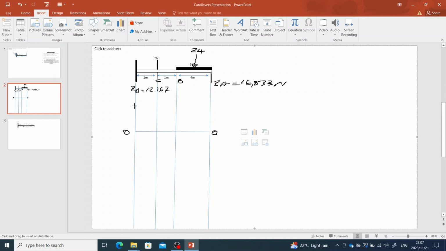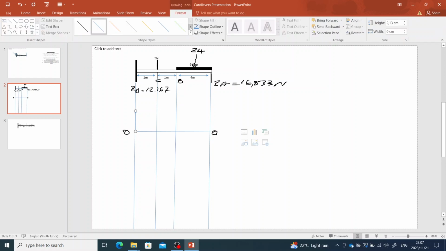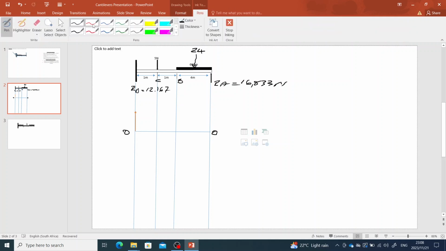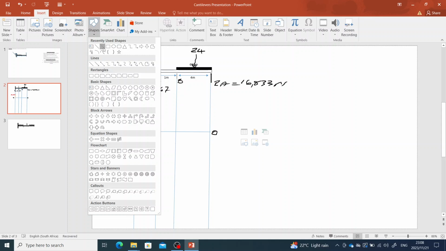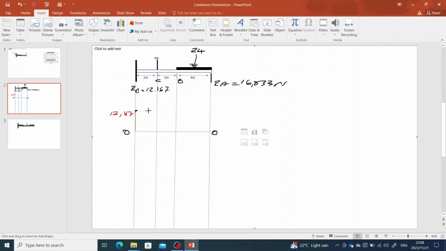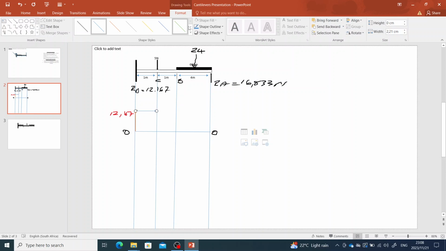I will represent that as 12 comma something. Please, it's not up to scale. This would be 12 comma 167. It's a positive force. It's going up. It is positive. Now, between D and C, there's nothing there. There's no extra load on top of the beam. I will then represent that force as a horizontal straight line.